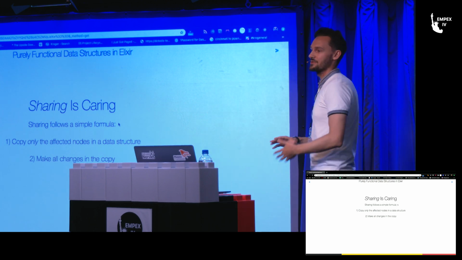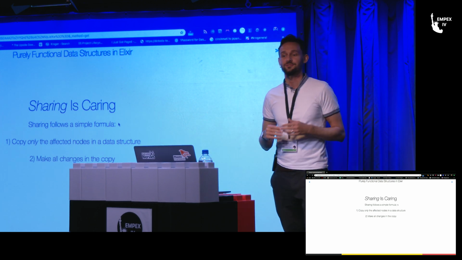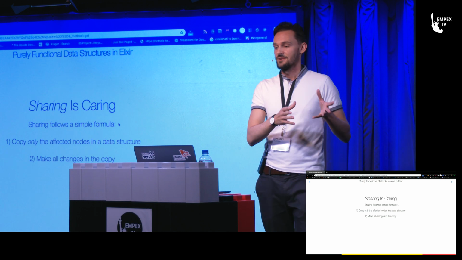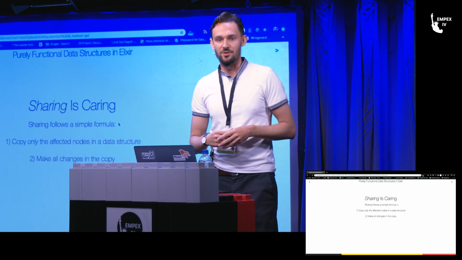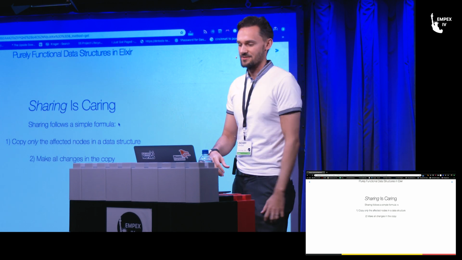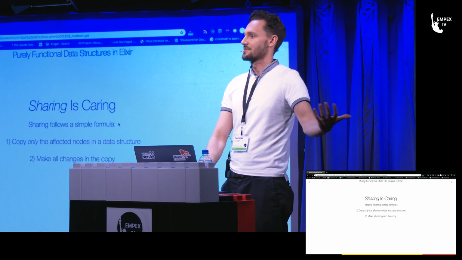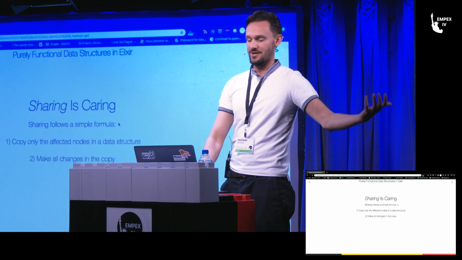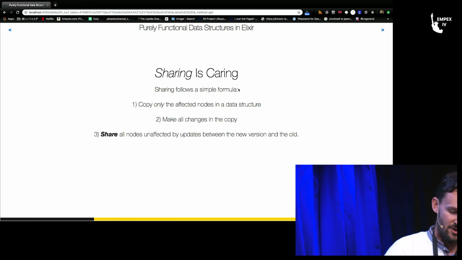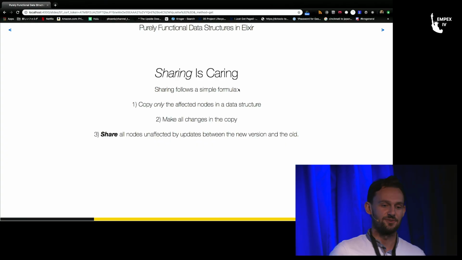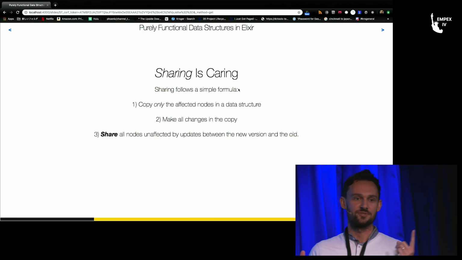So the second thing that you're going to do is when you make a copy, you're going to make all of your changes in the copy, right? If you want to update an element or something, you're only going to make the changes in the copy. So this means that that old data structure is still there and available to you. All right, and then the third step is you're going to share all nodes that are unaffected between the two.